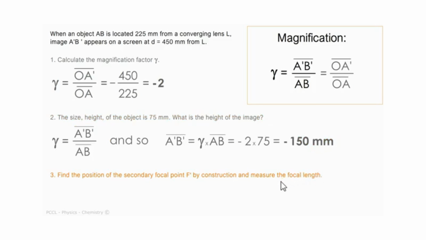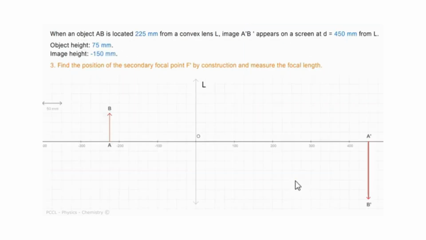If I am asked to find the position of the image focus f' by construction and to deduce the focal length from it, at that moment I take a sheet with small squares, a scale, here, which is suitable, that is to say 1 cm for 50 mm, and I can place the object AB, its image A'B' since I have everything I need. I can even represent them since I have the size of the object, and in question 2, I found the size of the image. So I can do this diagram.